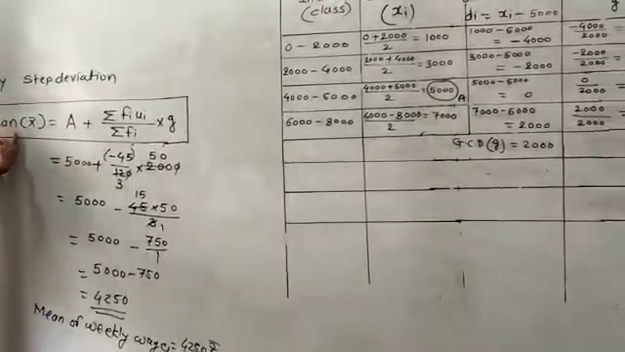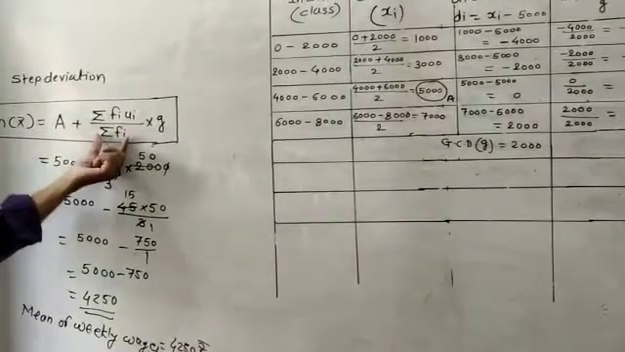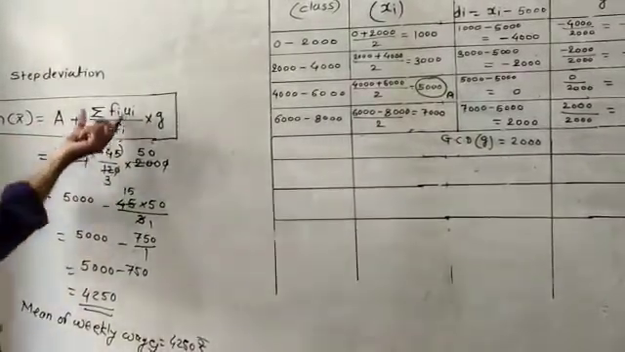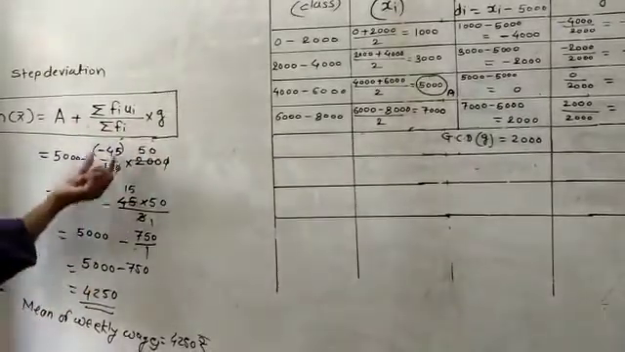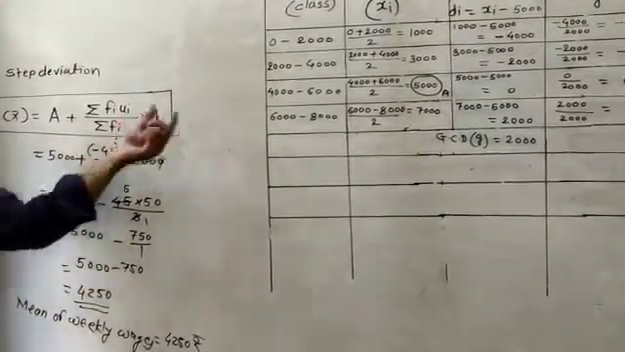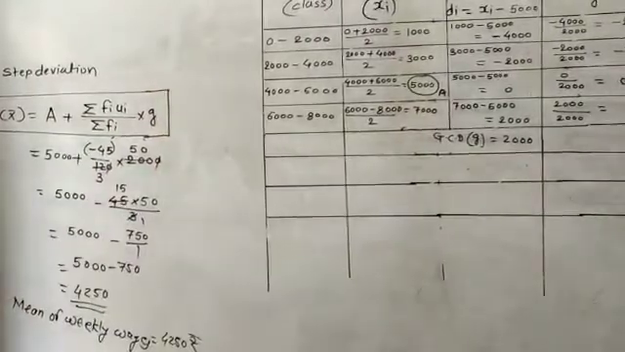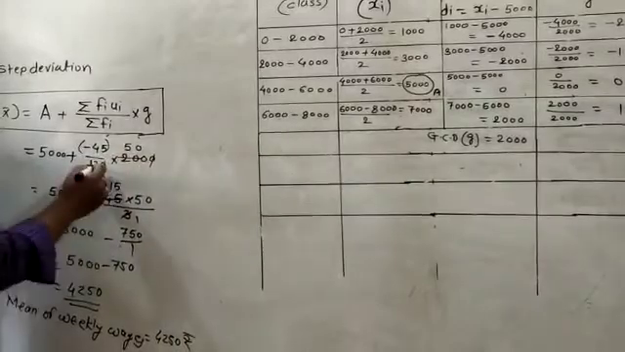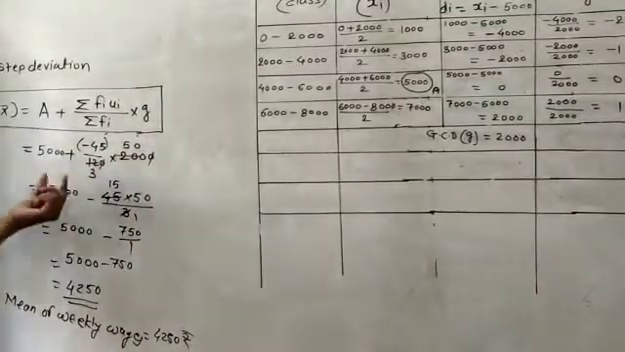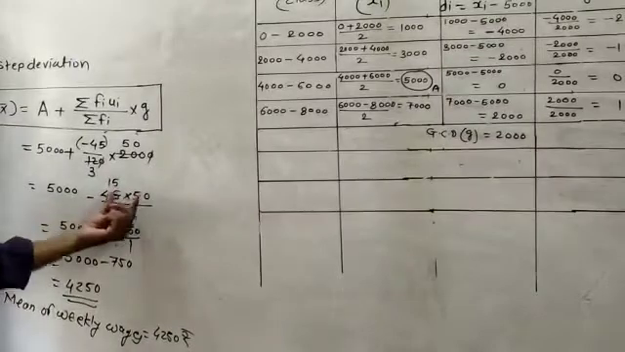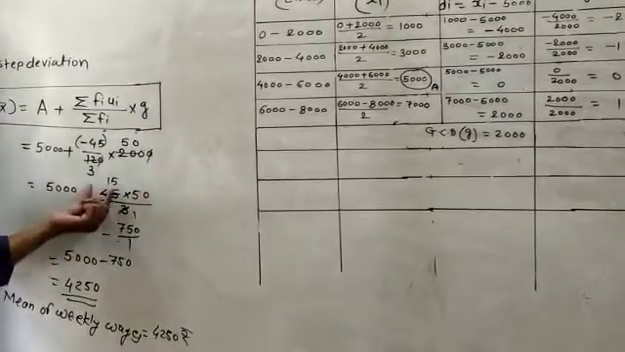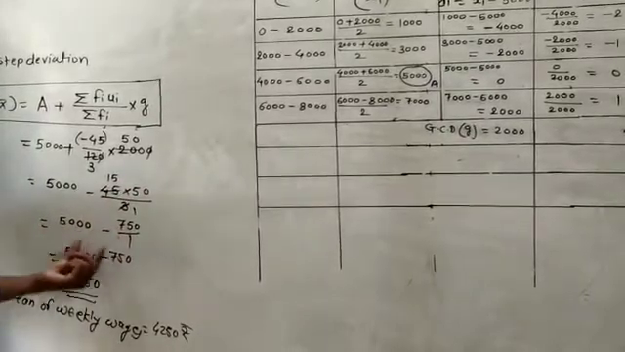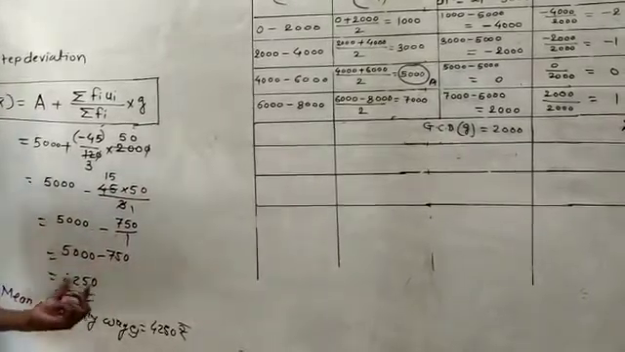So mean is equal to A plus sum of FI UI upon sum of FI, into G. A is 5000, plus the sum of FI UI, which is minus 45, upon the sum of FI, which is 120, multiplied by G, which is 2000. You have to put in the values. I will divide by 4: 4 fives are 20, and 4 threes are 12. This becomes 5000 minus 45 into 50 upon 3. 3 fifteens are 45, and 15 fifties are 750. So 5000 minus 750 is equal to 4250.